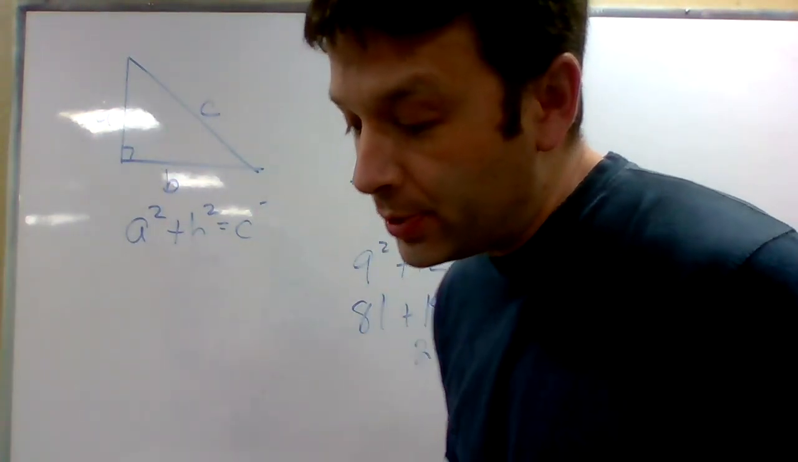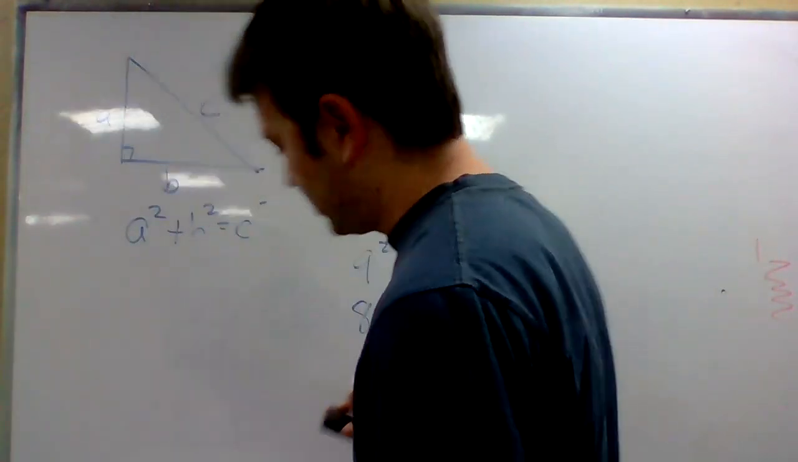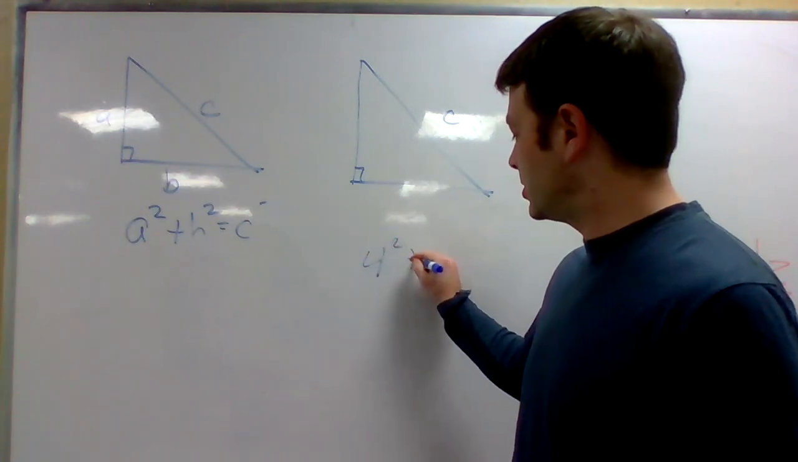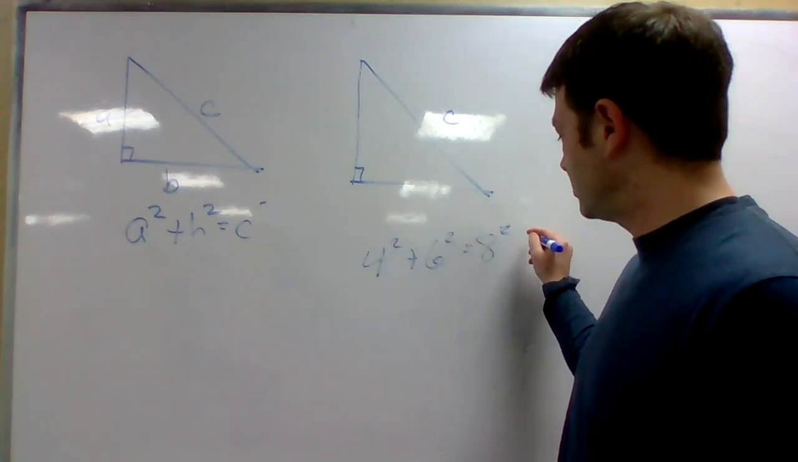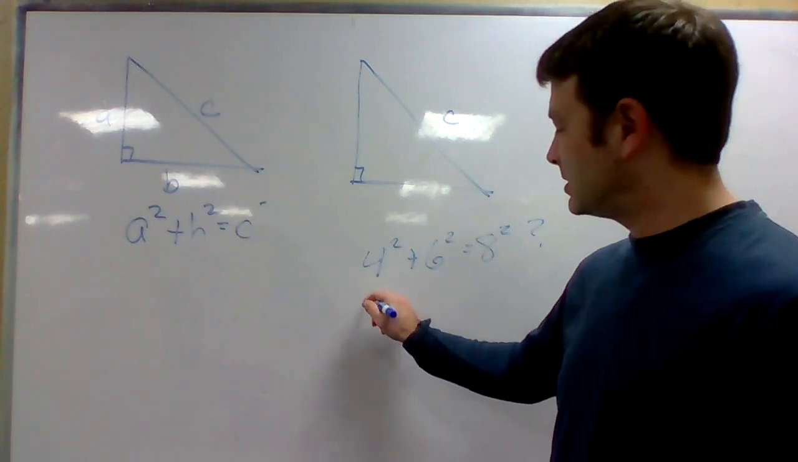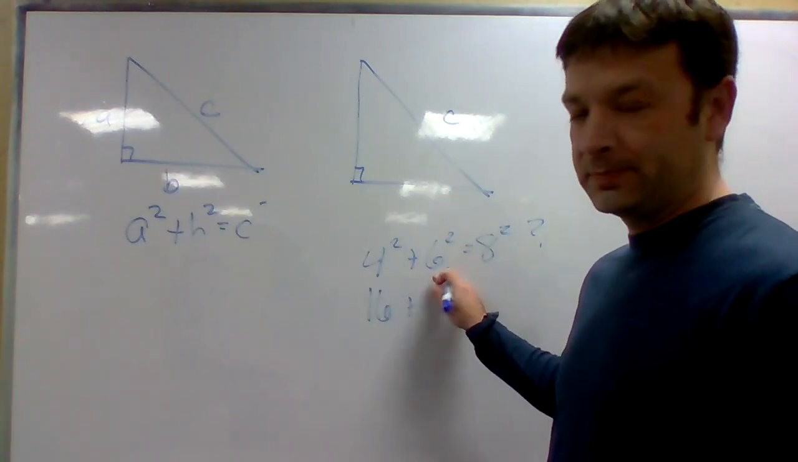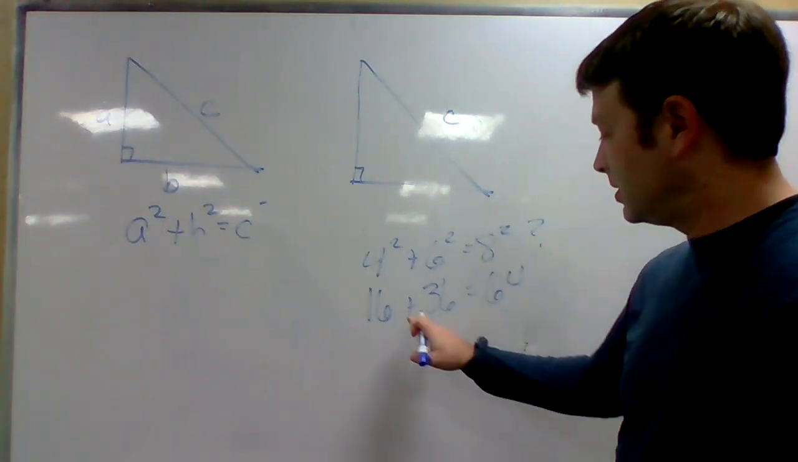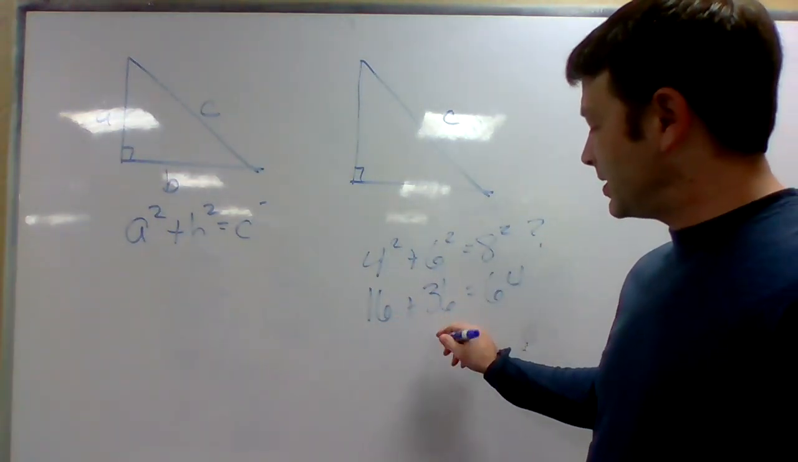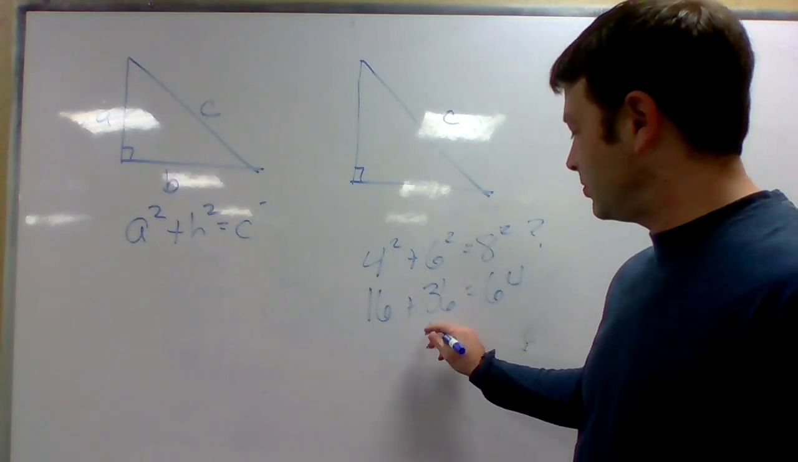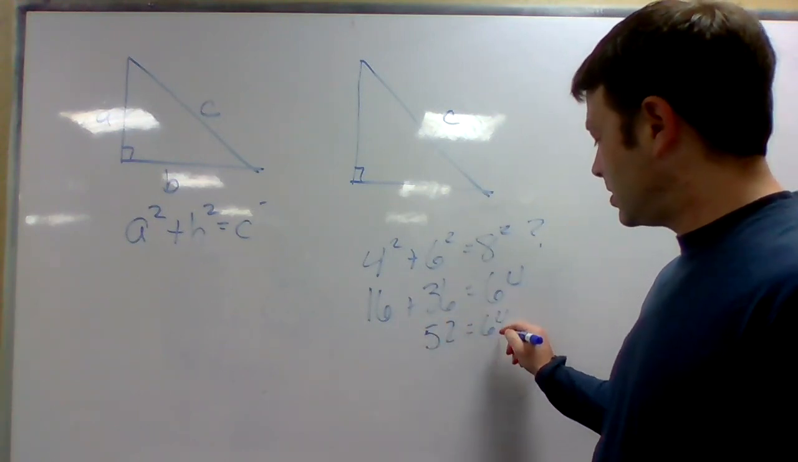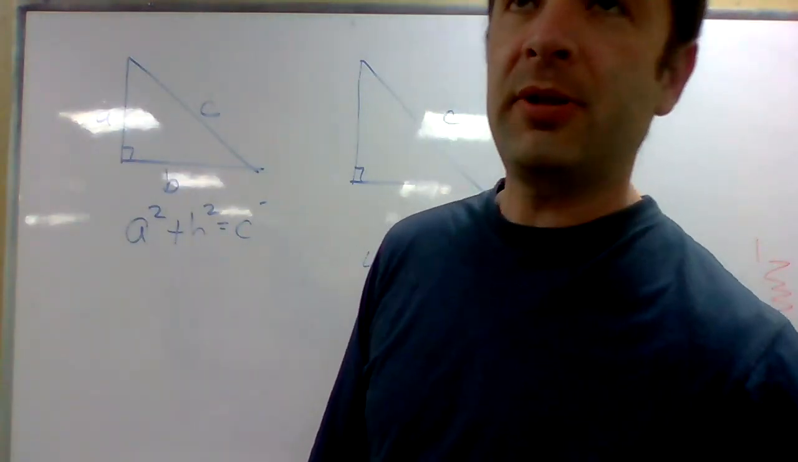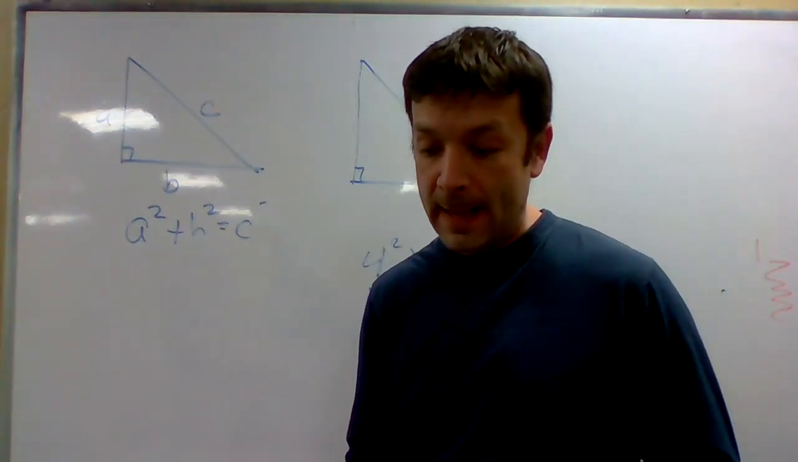Number 11. Okay, it says 4, 6, and 8. Does 4 squared plus 6 squared equal 8 squared? 4 squared is 16. 6 squared is 36. 8 squared is 64. 16 plus 36 is, I think it's like 52. Nah, not equal. So number 11 would be no. The Pythagorean theorem didn't work, so no, it is not a right triangle.